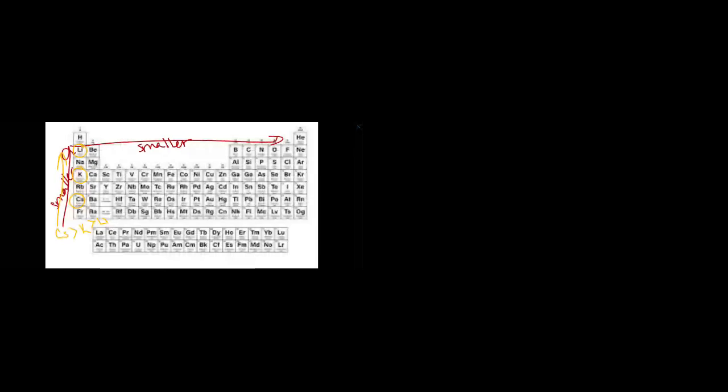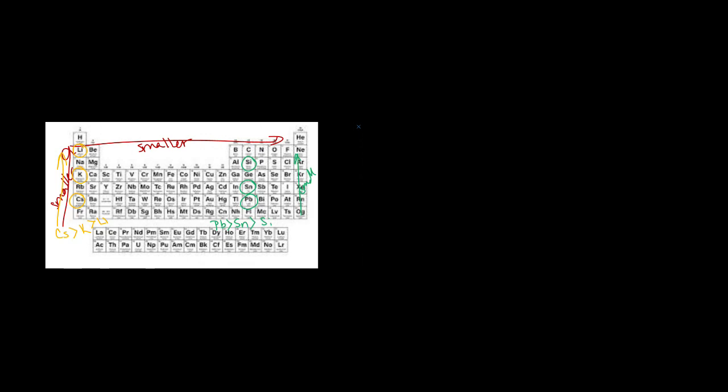So let's take a look at where those are. So lead is right here, tin is here, silicon is here. Again, as you go up, you get smaller. So that means lead's going to be the biggest here because it's on the bottom, then tin, then silicon.